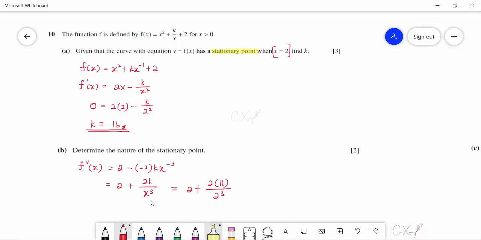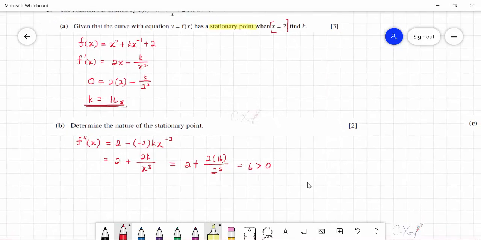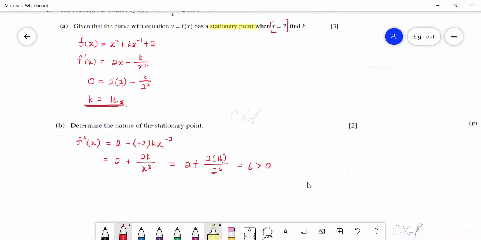From there, you will get the value 6, which is a positive value. So when you're having a positive value for the second derivative, then generally the stationary point will be a minimum point. So you can say that the stationary point is a minimum point.